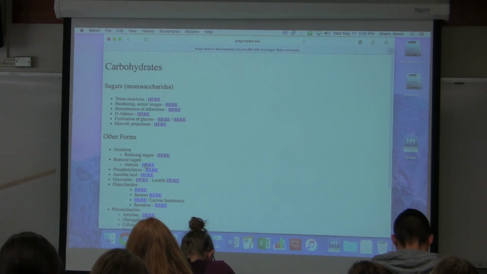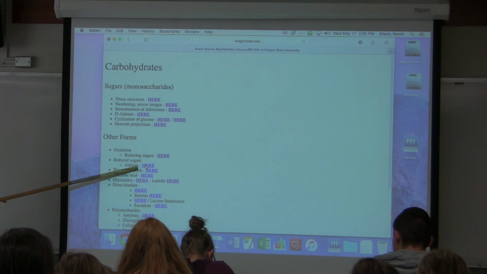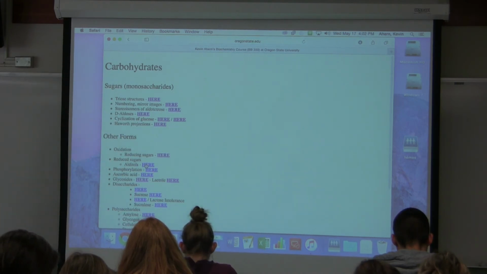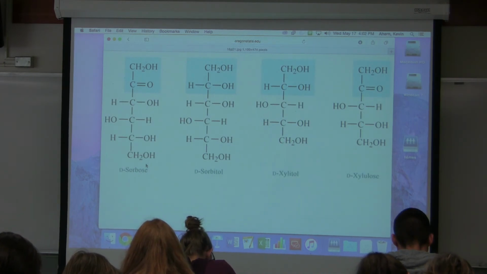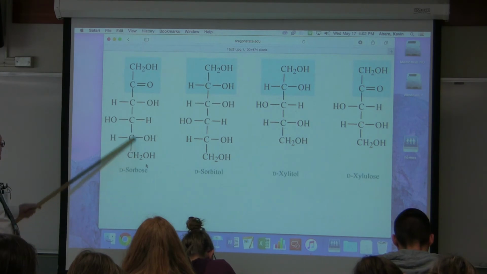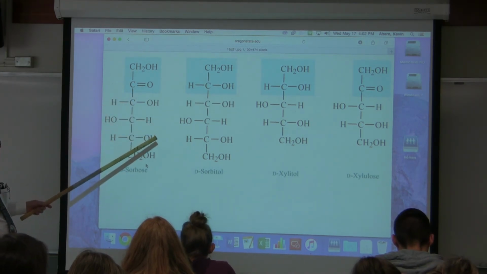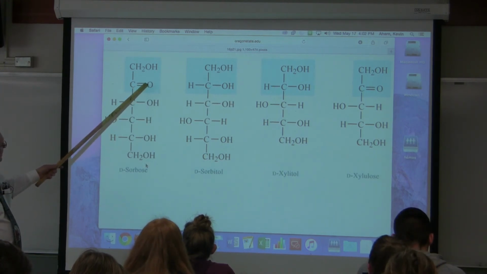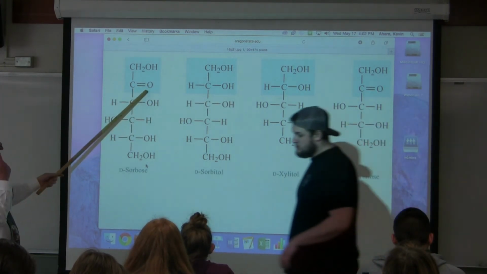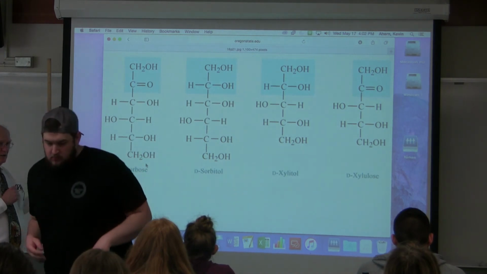So from the name you can get what it is. That's an aldose that has been reduced to an alcohol. So a reduced sugar might look something like this. There's sorbose, okay? And if we look at sorbose, what do we have? Right, left. All right, we have right, left, right with a ketone. What would that be?